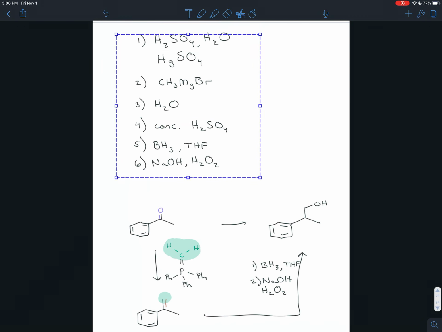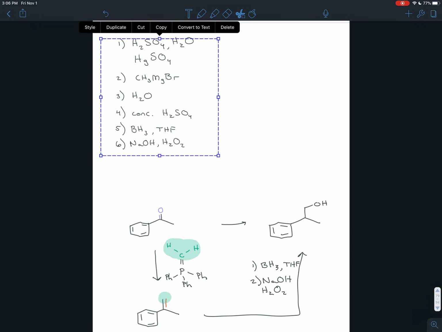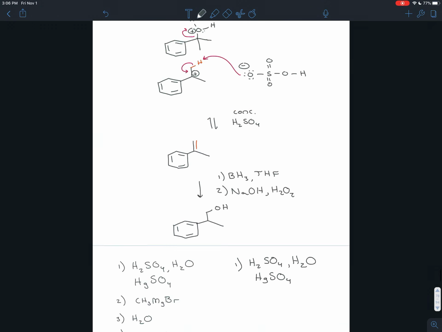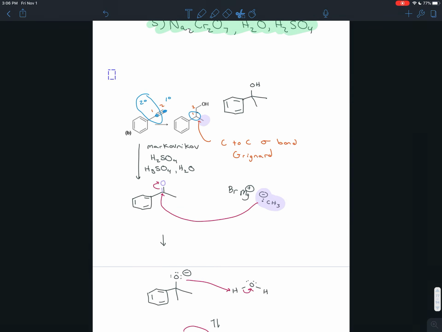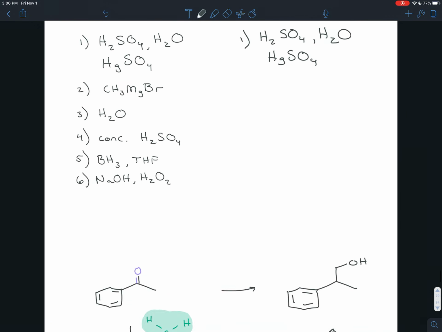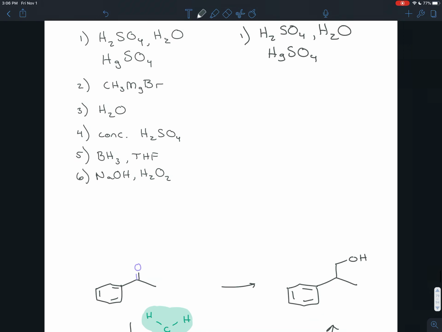Let's compare the 2 possible syntheses side by side. In both of them, you have to do this Markovnikov addition of H and OH. You need that in order to form this ketone out of the terminal alkyne. Let me clean this up a little bit so we can see this a little better. In order to turn this terminal alkyne into the ketone, you have to do the acid-catalyzed hydration, no matter what, in both of these syntheses. So that step stays the same.